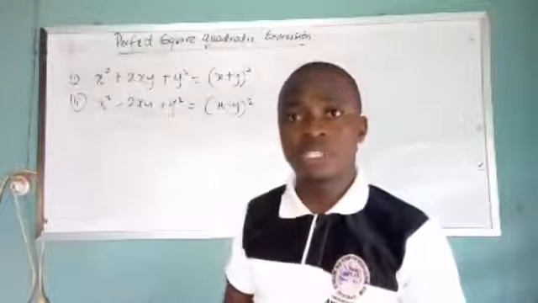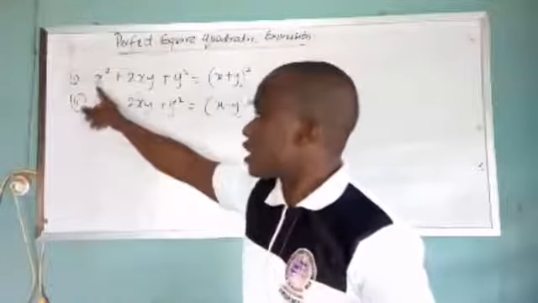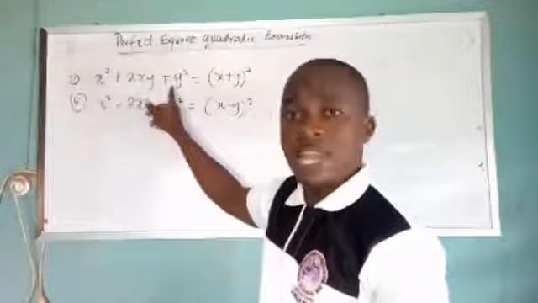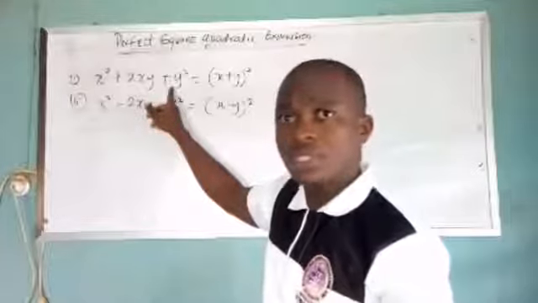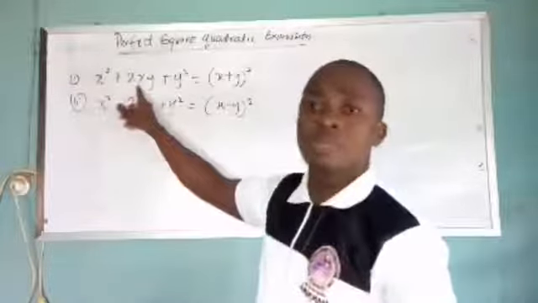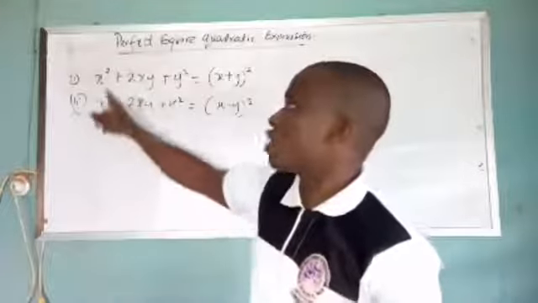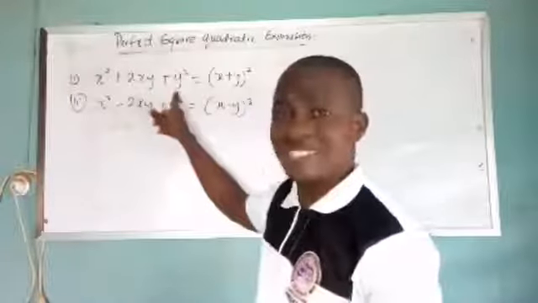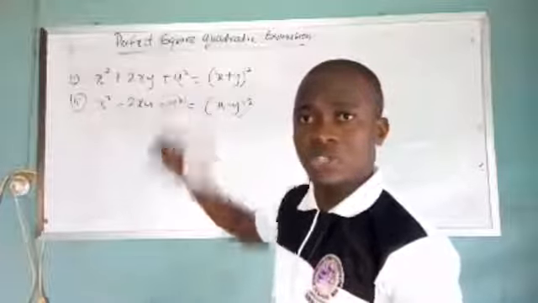So let me repeat it. The first condition is that the first term must be a perfect square. The last term must also be a perfect square. That's the first condition. The second condition is that the middle term must be equal to twice the product of the square roots of the first term and the last term. Are you getting what I'm saying now? So now let's practice that.